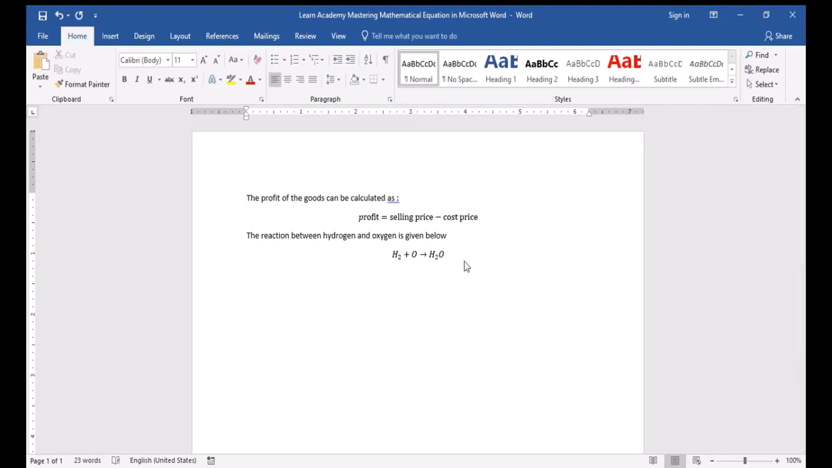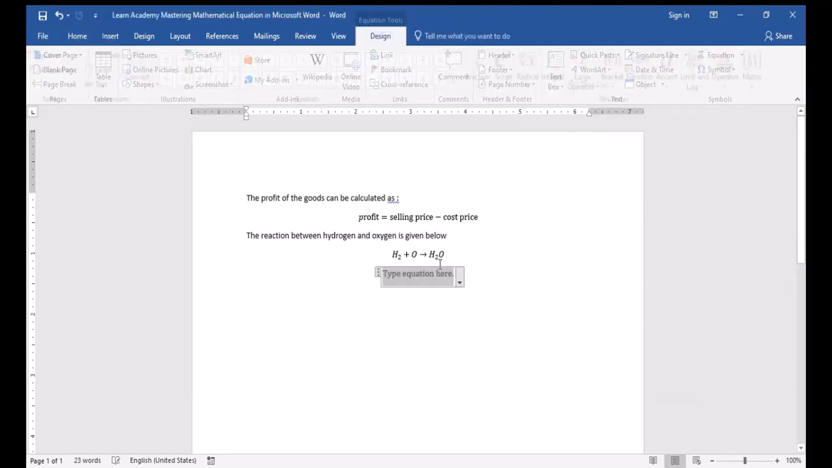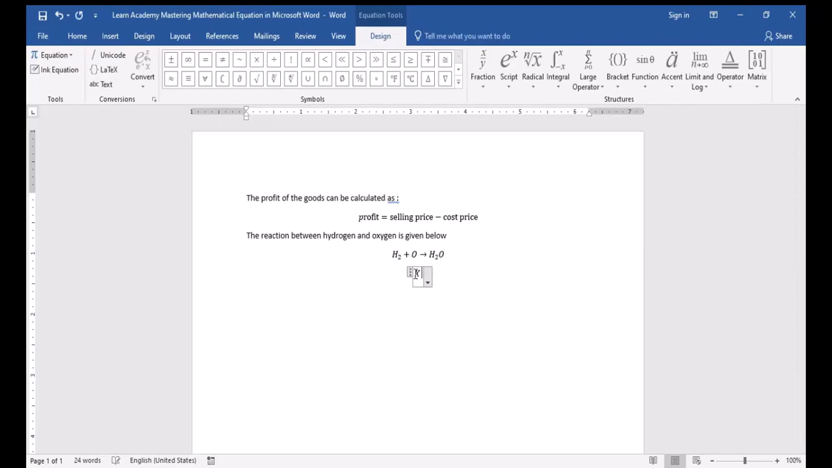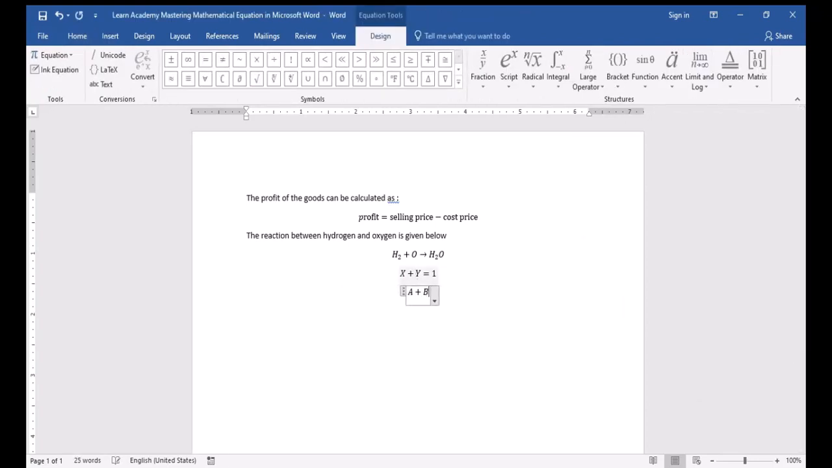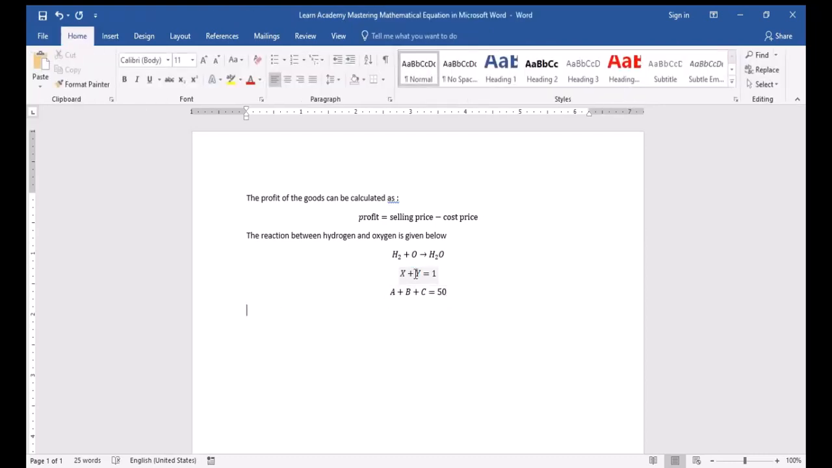So going through the route of keyboard shortcuts gives us speed. For example, if I have quite a number of equations to type, I can always just press Alt N, E, I. Then it brings it up. Then I can type my x plus y equals 1. I can move from there. Then I press my Alt N, E, I again. I can type my a plus b plus c equals 50. You can see I'm moving as fast as possible, compared to having to move my cursor to the Insert menu and go back and forth, which is more tedious.